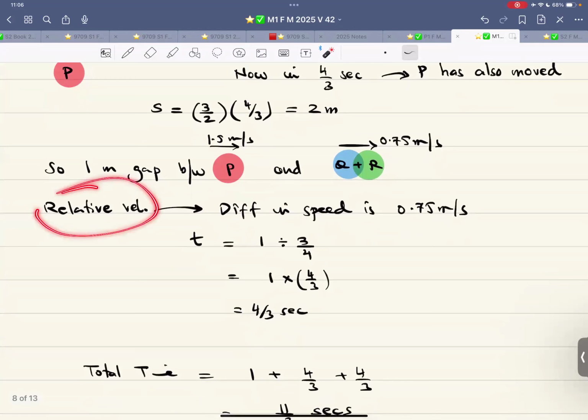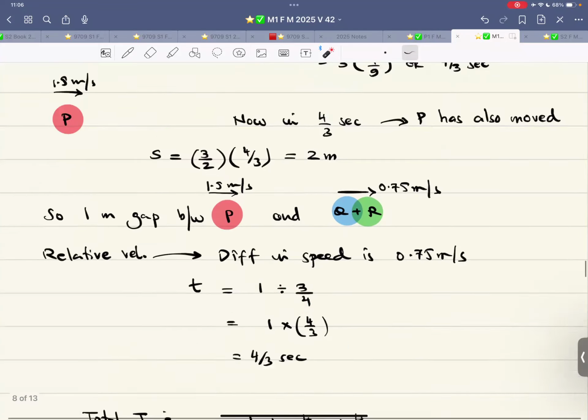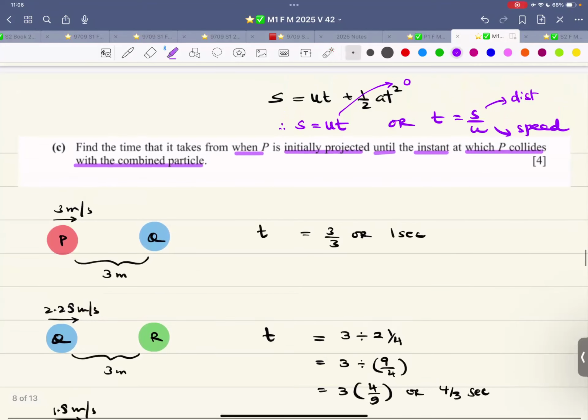I use the concept of relative velocity. How are they moving relative to one another? This is moving slower. This is moving faster. That is why it's catching up. That means the difference is 0.75 meter per second. Every second, it's moving 0.75 meters closer. So the time to fill this gap is how much? That is 1 meter divided by 3/4. That is 4/3 second. So now focus on the 3 purple things.